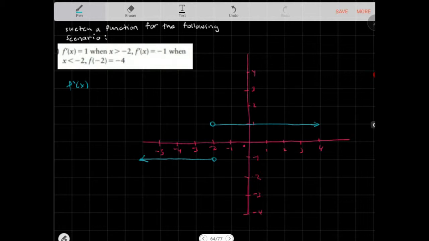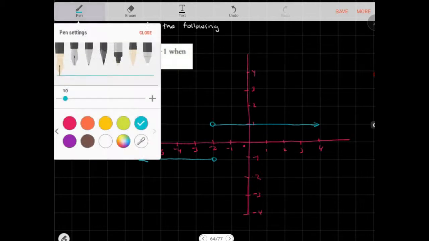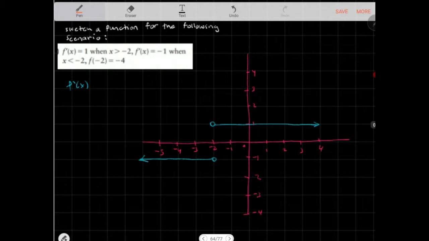Okay, now using the derivative function, I want to find my actual function. So for my actual function, I'm just going to do it in orange. So we're going to use f of x in orange. And we know that the point here is negative 2 and negative 4. So we have negative 2 and negative 4. It's going to be somewhere here. And we can understand that below negative 2, the derivative was basically negative 1.